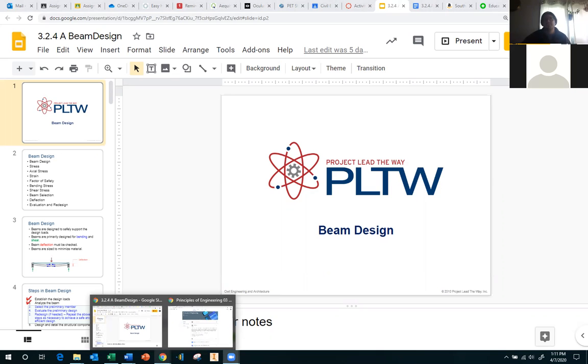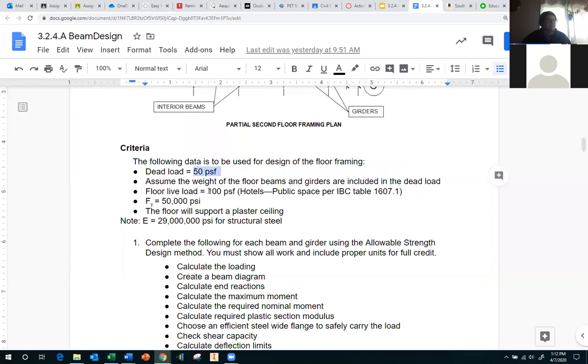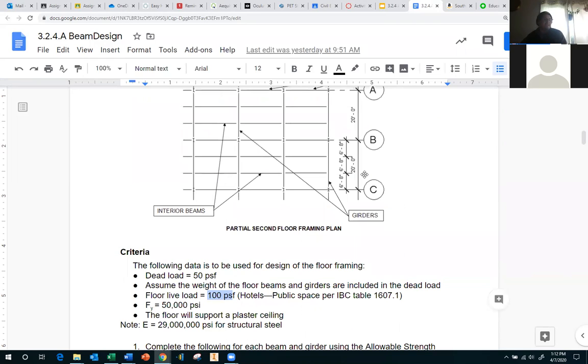When it was a distributed load, it was really easy because we could just take this 50 PSF and this 100 PSF, convert them to PLF, and determine the load that was on there. For this one, you're just going to have to assume that 66% of the load on the girder is live load, and the remaining 33% is dead load. So when you do your deflection formulas, make sure you're accounting for 66% of the load being live load and 33% being dead load.